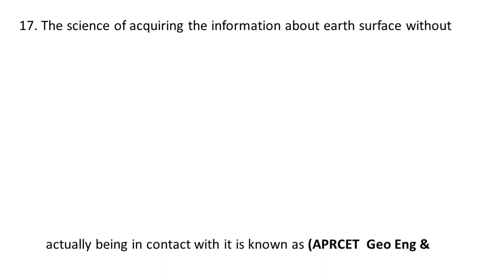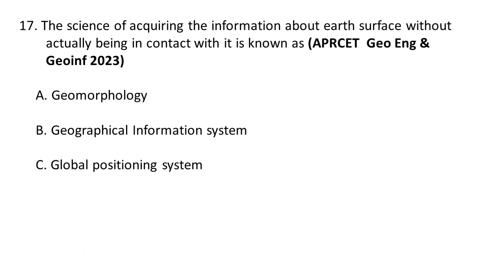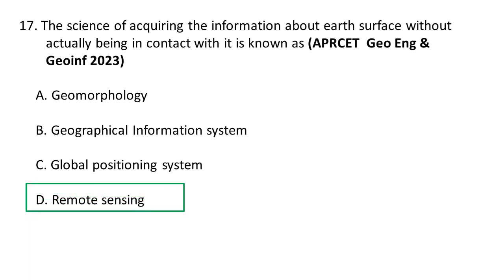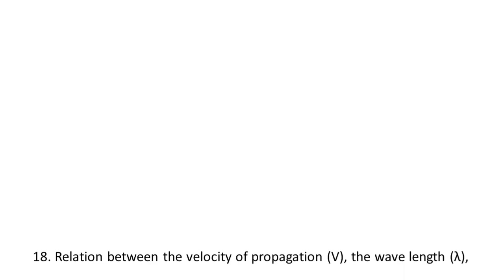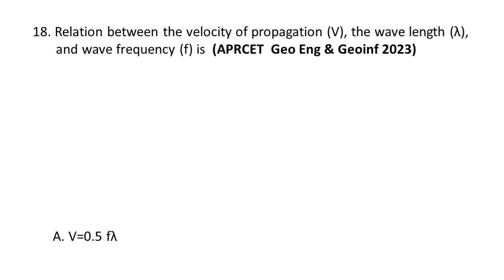Next question. The science of acquiring information about the Earth's surface without actually being in contact with it is known as A. Geomorphology, B. GIS, that is Geographic Information System, C. Global Positioning System, and D. Remote sensing. Obviously, remote sensing is the correct answer. Remote sensing is the science of gathering information about an area or object from a distance, usually using satellites or aircraft, and it involves using special cameras to collect images of the reflected and emitted radiation.